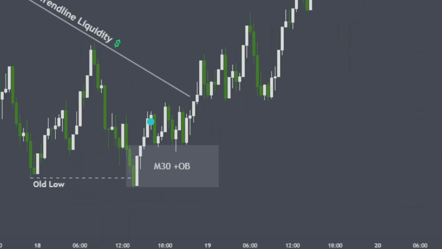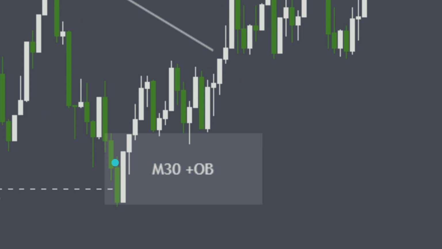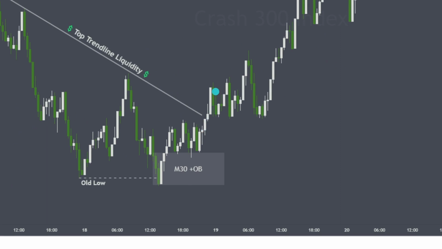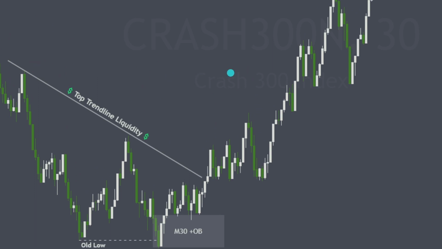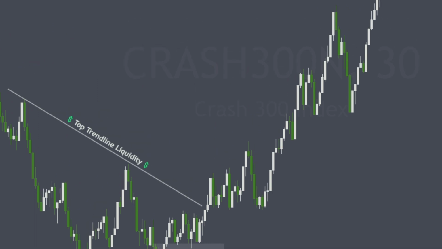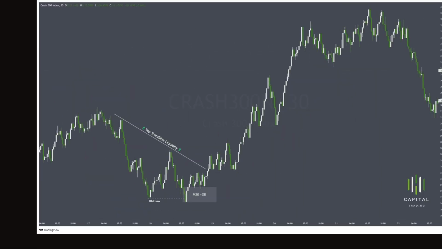Price did go up and then came back to retest on this last down close candle. So what we do is we extend this chart to the right, and price did reach for that, and they went to the upside, reached for this old high here, took it out. Then we had another old high here, reached for it, took it out, and then we had this old high also, and they took them out. So that's how you trade Crash 300.